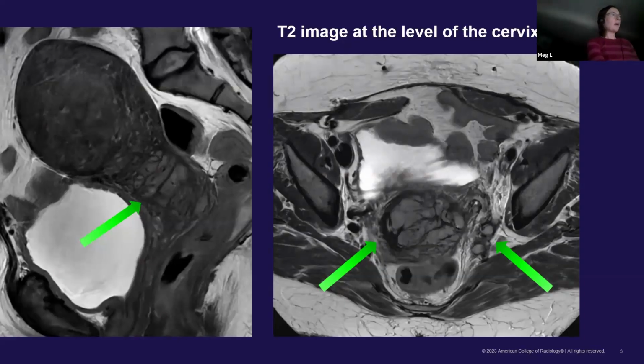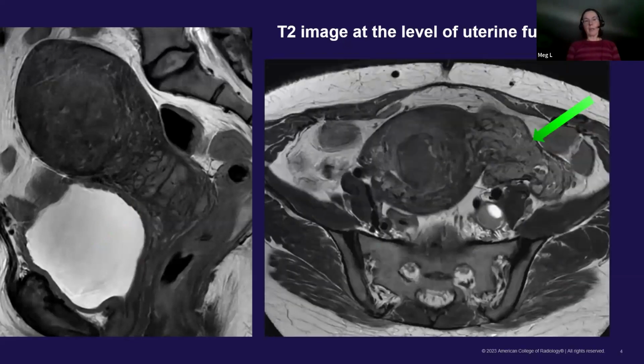You can see that the myometrium looks diffusely abnormal, and you've got this sort of worm-like, slightly higher T2 signal intensity tissue involving the cervix, but looks like it also involves some of the parauterine tissues. And then if you look at the left pelvic sidewall, you can see some abnormal intermediate T2 signal intensity material that's expanding the left internal iliac vessels.